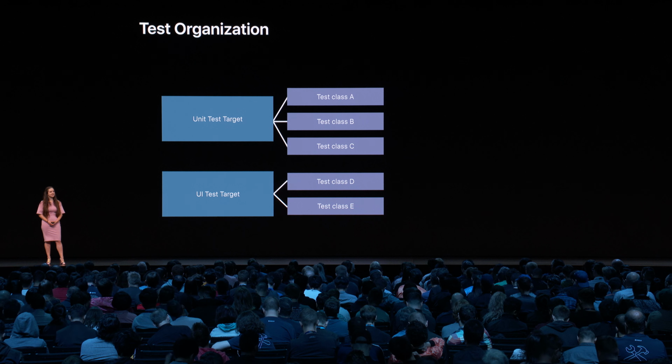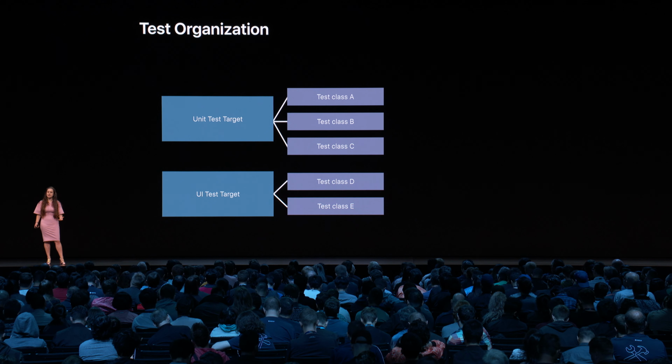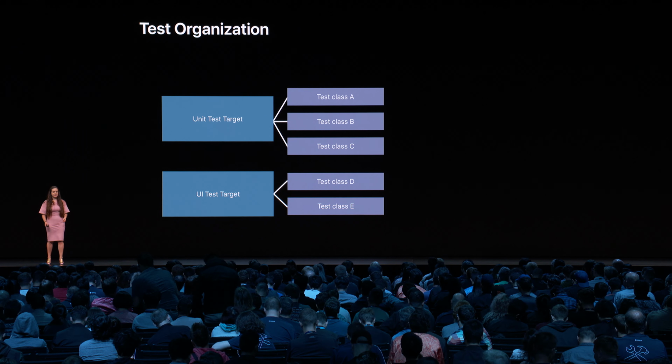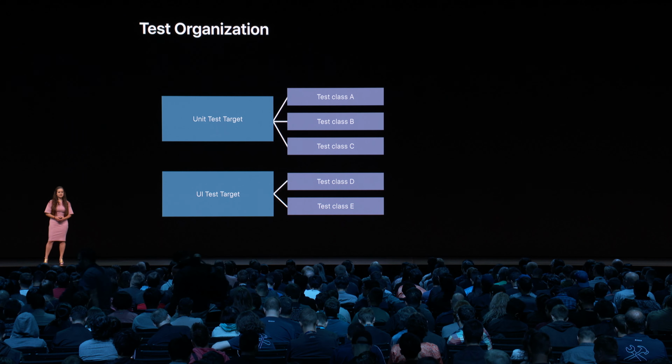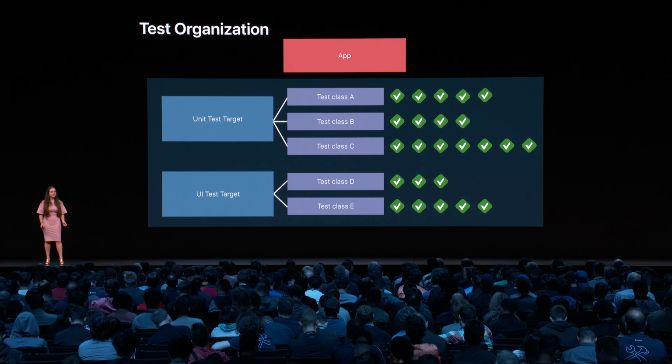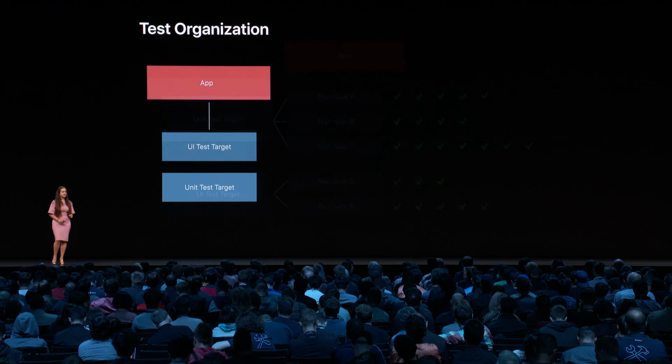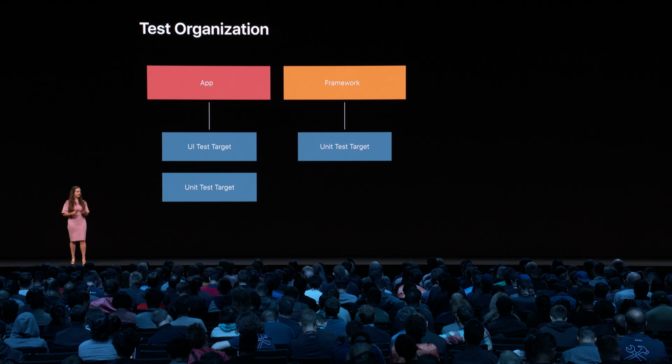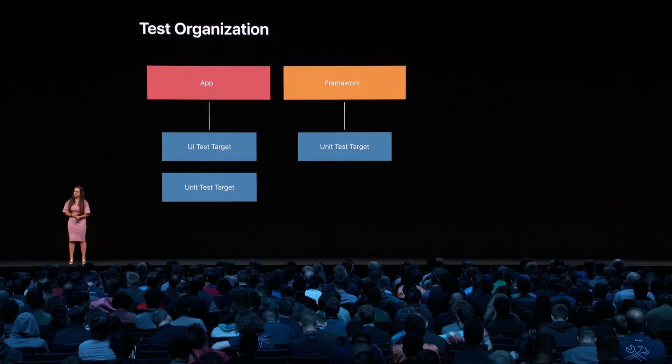Your test targets can have as many test classes as necessary to test your app. Your test classes then contain each of your test cases. Together, your unit test target and UI test target can fully test your app. But there are some cases where you may need more test targets. As your project becomes more complicated, you may want to create a new framework. This framework should have its own unit test target to contain its tests.